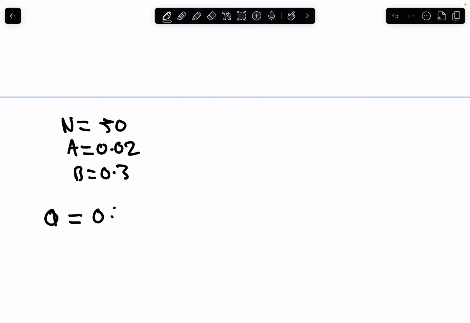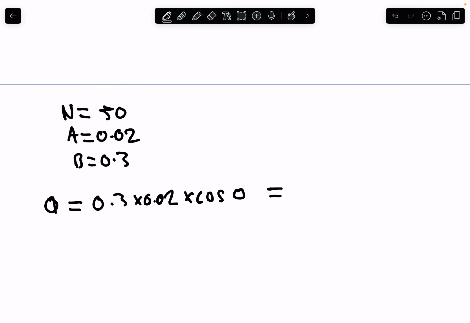Equals B, 0.3, times A, which is 0.02, times cosine 90, because it's perpendicular. Oh, sorry, it's actually cosine 0. When it's perpendicular to the plane, it's cosine 0. So cosine is 1, so we get 0.3 times 0.02. I'll get my calculator. 0.3 times 0.02 equals 0.006, and it is in Tesla meters squared.